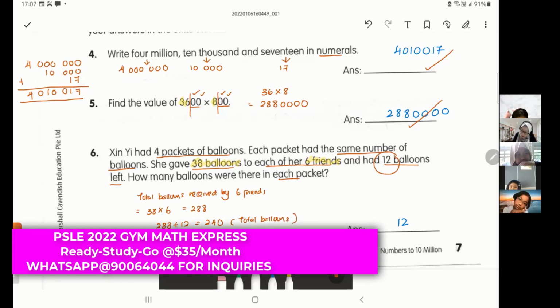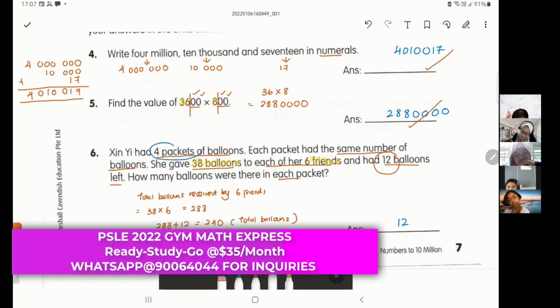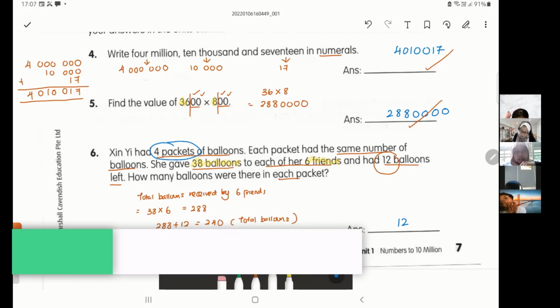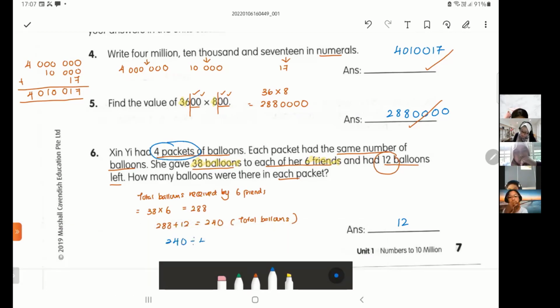These total balloons were packed into 4 packets of balloons, right? So total balloons divided by 4 will give me the number of balloons in 1 packet. This is the total number of balloons. This is the number of packets. So when I divide, I will get 60. So this is the number of balloons in 1 packet. So it is not 12, but 60. Okay?